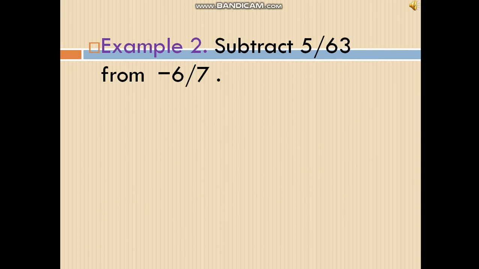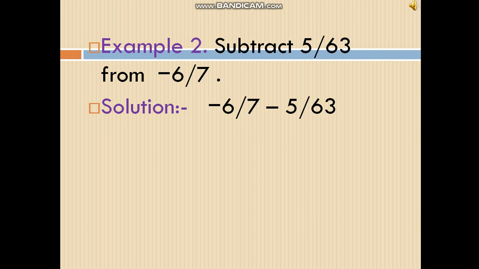Now look at example number 2. Subtract 5 by 63 from minus 6 by 7. Look at the solution. Minus 6 by 7 minus 5 by 63. Here we have to convert the denominators into the same number. In the second rational number, the denominator is 63. So we have to convert the first rational number's denominator to 63.